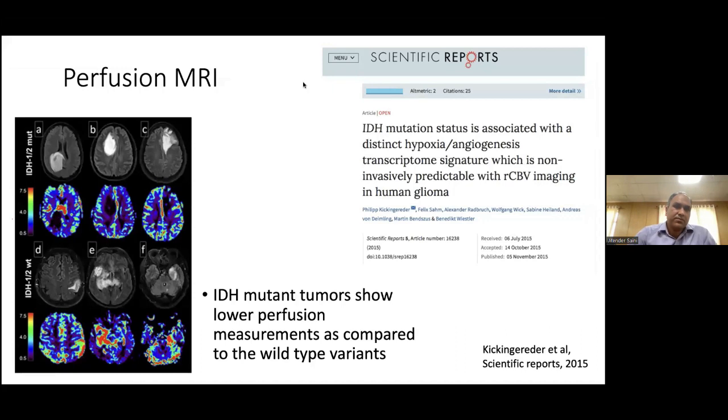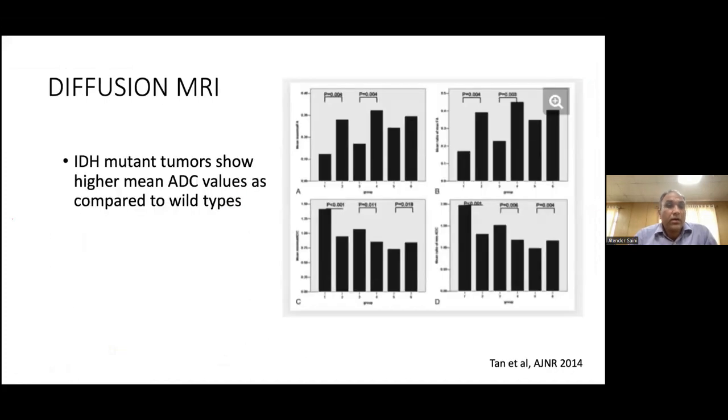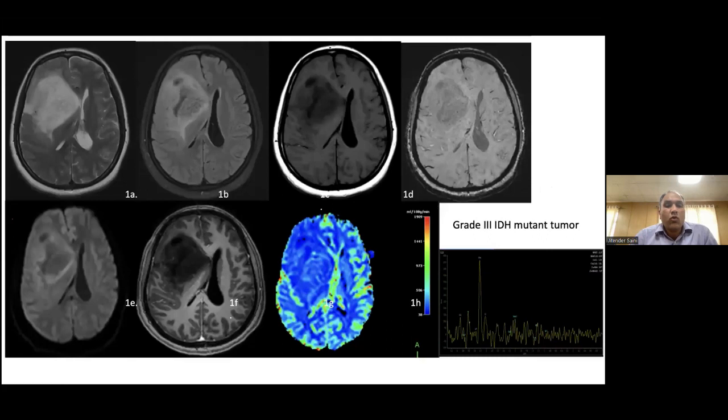Then advanced techniques like perfusion: IDH mutant tumors tend to show lower perfusion. In terms of diffusion also, they tend to show higher diffusion values, higher ADC values as compared to the wild type tumors. These are more quantitative methods.